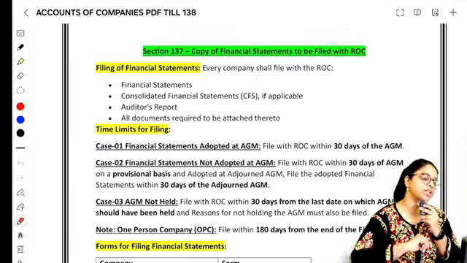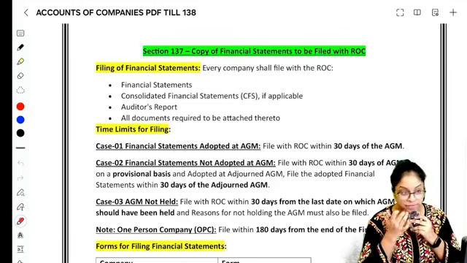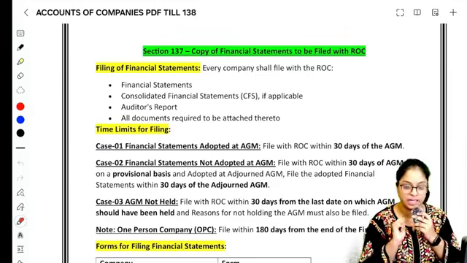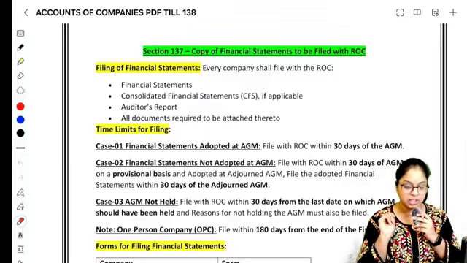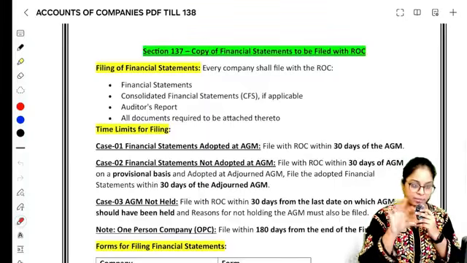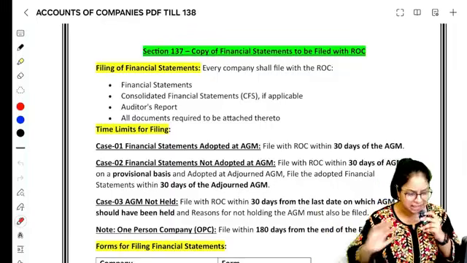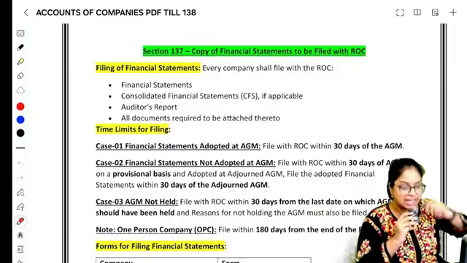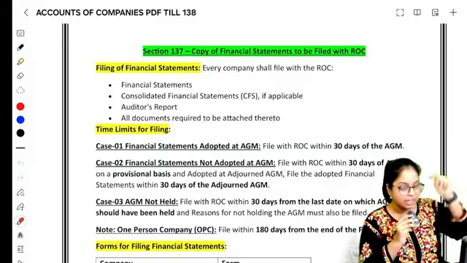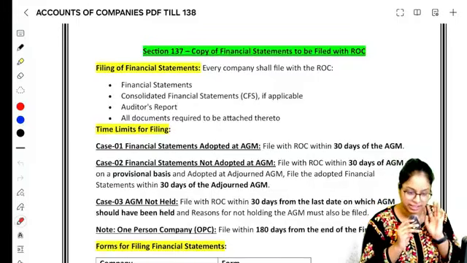So the next section that we're going to be reading is section number 137, which is copy of financial statements to be filed with the ROC. In the previous section, we studied that a copy of the financial statement has to be given to members and debenture holders. But other than that, a copy also has to go to the ROC, the Registrar of Companies. That is discussed in section number 137.